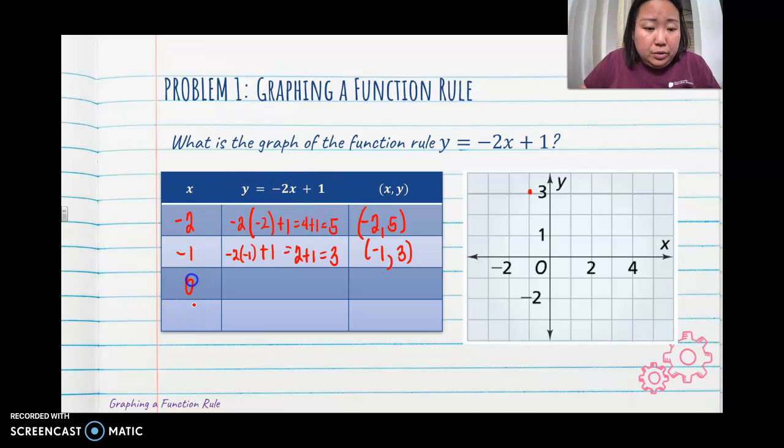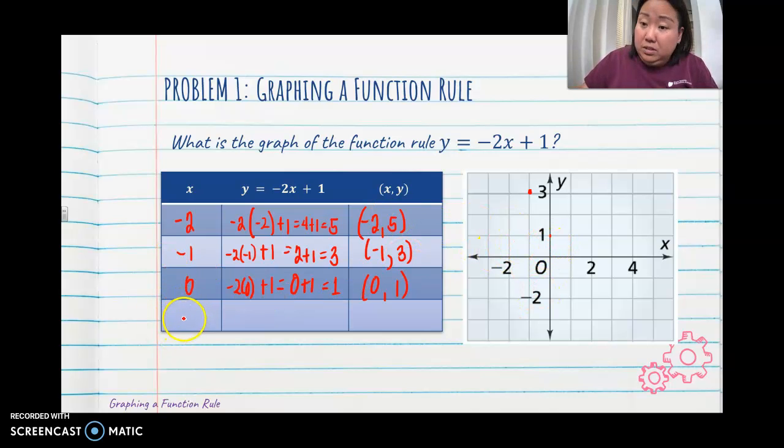Now let's put in our 0. So -2 times 0, that's going to be a 0 plus 1, which is just +1. So we will have a point at 0, 1. So 0, 1, there's another point over here. Oops, sorry. I don't know why it always does that. So there's a 0, 1 over there.